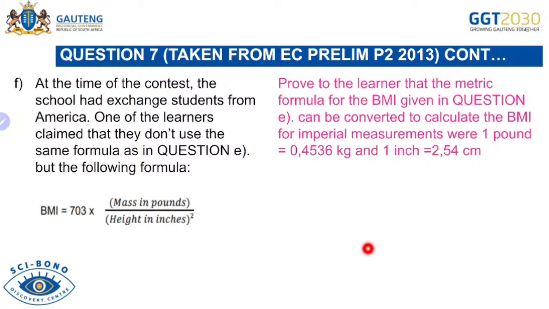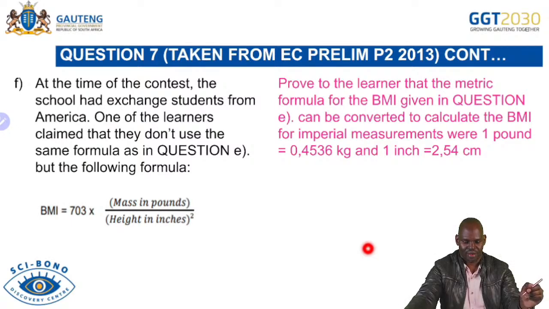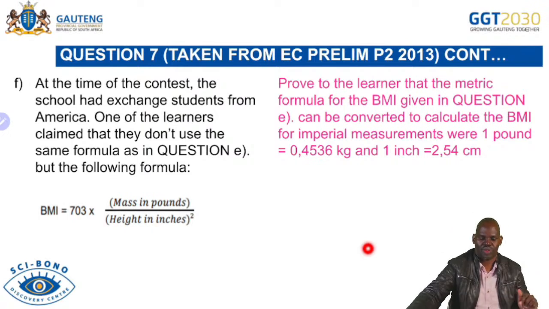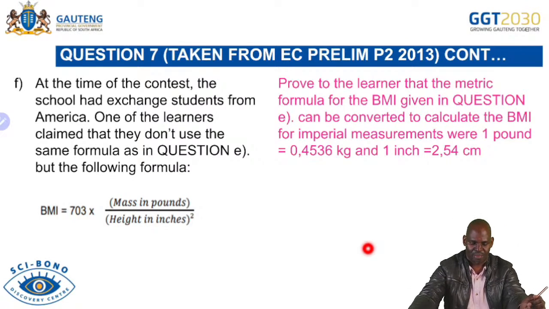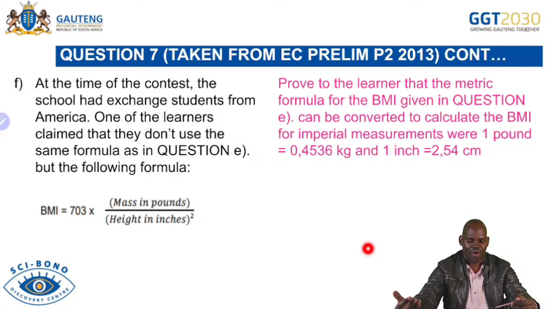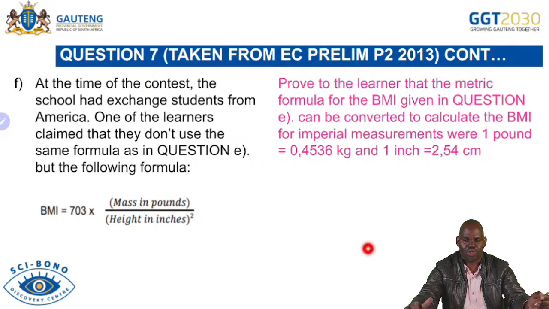All right, the next question. Still based on question 7, the same information. They say at the time of the contest, the school had exchange students from America. We know that some schools in South Africa are receiving learners from other countries, just to come and observe our schools, learn about the culture, and so on. So that is the situation in this case.